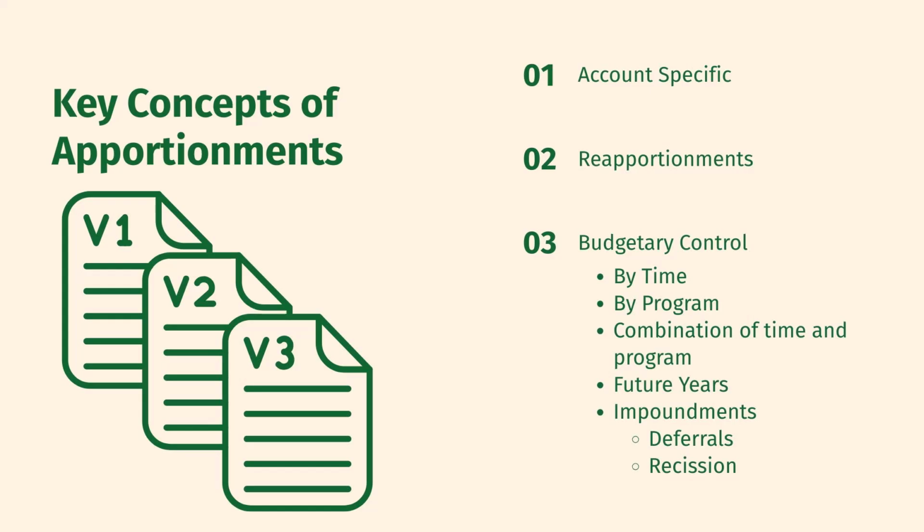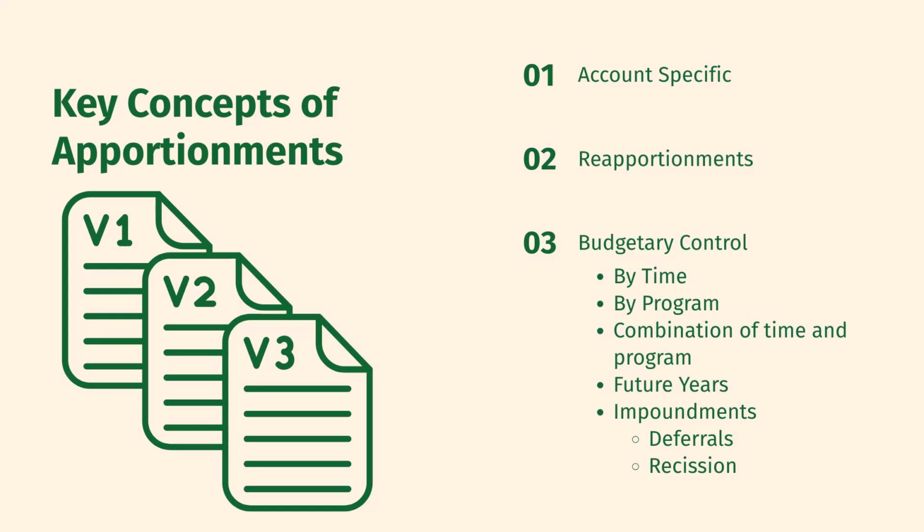Finally, I want you to understand impoundments, which are actions where the executive branch either delays or seeks to reduce spending that Congress has authorized. There are two types of impoundments. First, deferrals, where OMB delays the release of funds until later in the fiscal year. This is allowed as long as the agency still has time to obligate the funds before they expire. Think of it as strategic timing rather than refusing to spend.